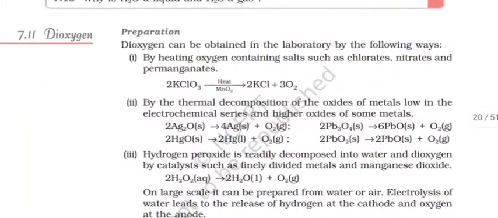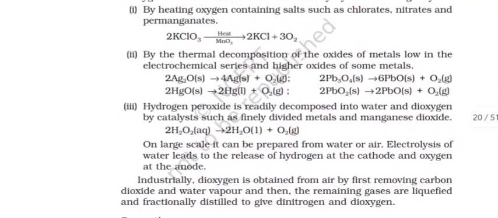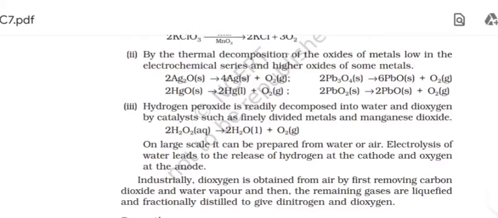Dioxygen preparation. Dioxygen can be obtained in the laboratory in the following ways: by heating oxygen containing salts such as chlorates, nitrates and permanganates. 2KClO3 on heating gives 2KCl plus 3O2. By thermal decomposition of the oxides of metals low in electrochemical series and higher oxides of some metals. 2Ag2O gives 4Ag plus O2. Hydrogen peroxide is readily decomposed into water and dioxygen by catalysts such as finely divided metals and manganese dioxide. 2H2O2 gives 2H2O plus O2.